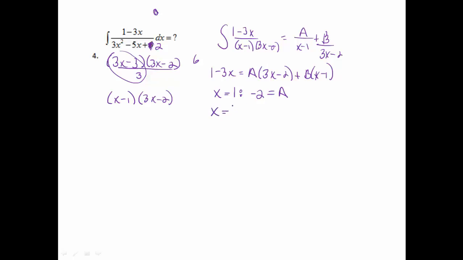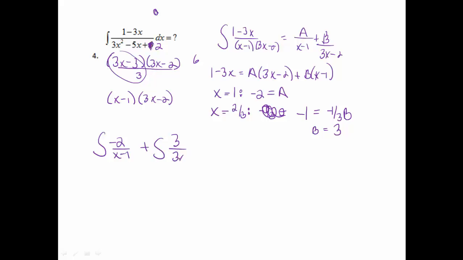And then I'm going to let x equal 2/3. So if I let x equal 2/3, when I plug that into the left side, I'm going to get negative 1, and then if I plug it into the right side, the A will cancel out, but the B will be negative 1/3 B, which will mean that B equals positive 3. So if I go to rewrite this integral, it's the integral of negative 2 over x minus 1 plus the integral of 3 over 3x minus 2.